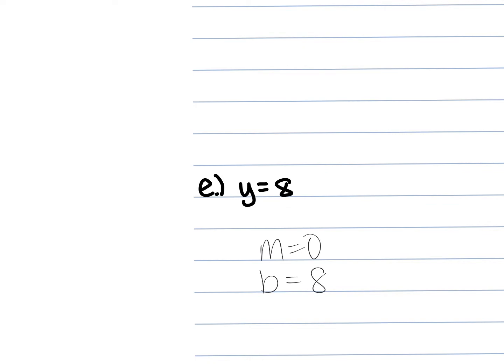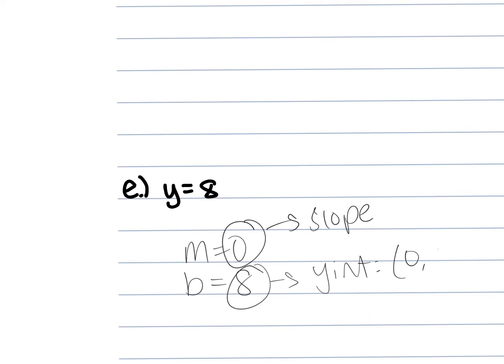Remember, guys, it is in slope-intercept form if your y is by itself on the left-hand side. So even though, what are we missing in E? What term are we missing? The x term, right? The mx term. So m had to be 0 so that there's no x term, but b is still equal to 8. So that means my slope is what? My slope is 0. And my y-intercept? Not 0. My y-intercept is 8, which is 0, 8 as a point.